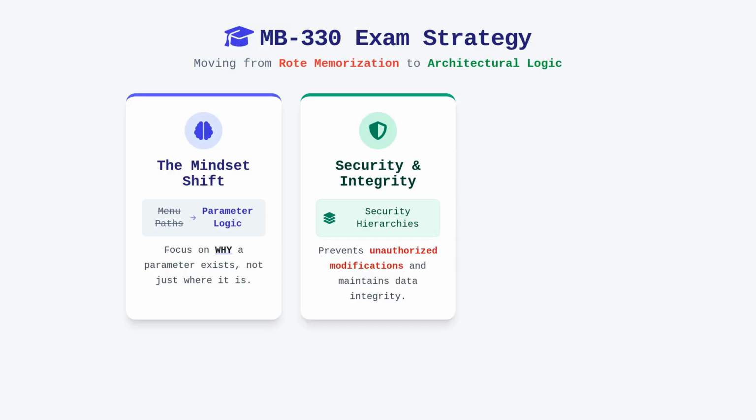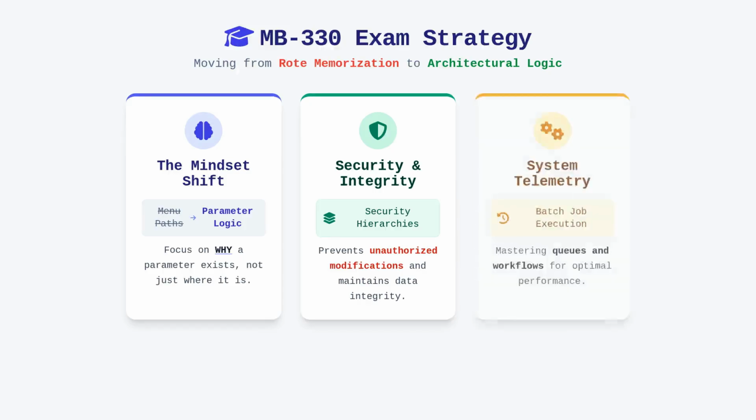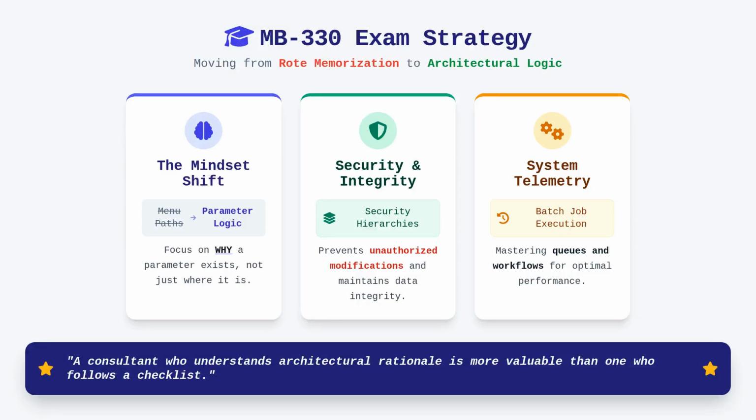If your role assignments lack the necessary granularity, the downstream consequences manifest as inconsistent data entry or unauthorized modifications to critical master planning parameters. Similarly, your mastery of batch job execution schedules ensures that system performance remains optimal during high-load periods. A consultant who understands the telemetry of the system, how jobs queue, how workflows trigger, and how data entities interact, is far more valuable than one who follows a checklist without questioning the architectural rationale.